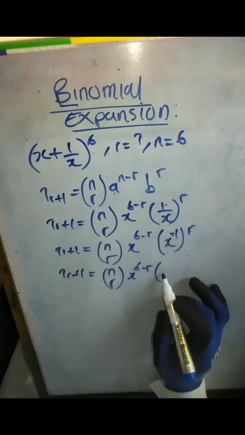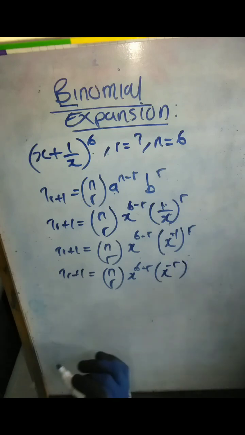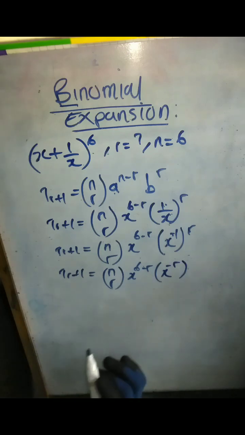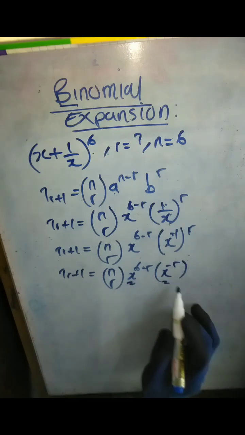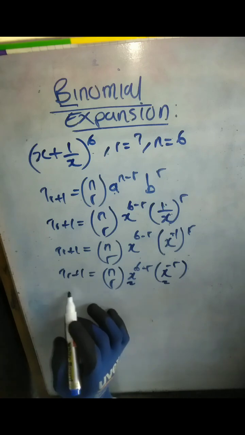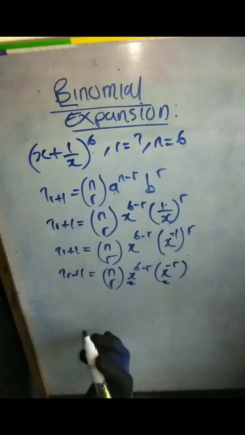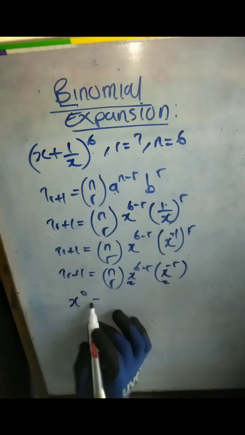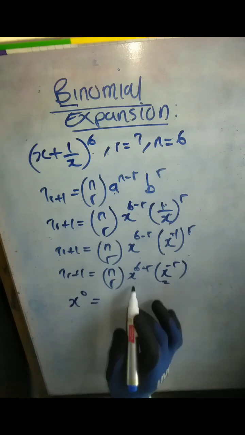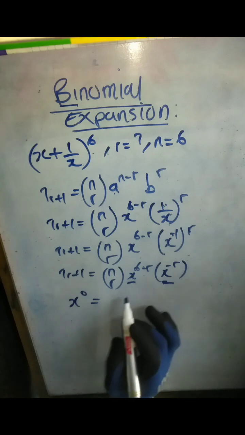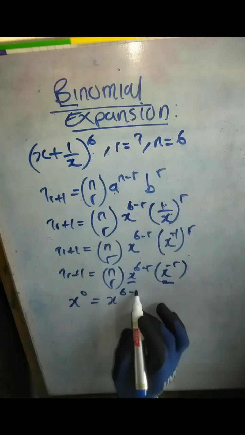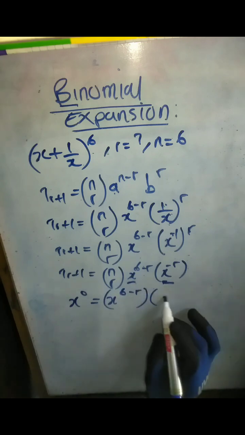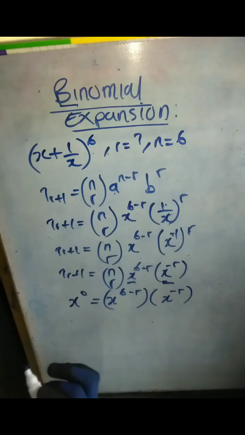So this times that, we're going to have x to the power negative r. Then from here we just have to get the terms which are x only. So it should be equated to x to the power 0, because that's a term independent of x. So we have x to the power 0 equals this times that, because these are multiplying: x to the power 6 minus r, multiplied by x to the power negative r.